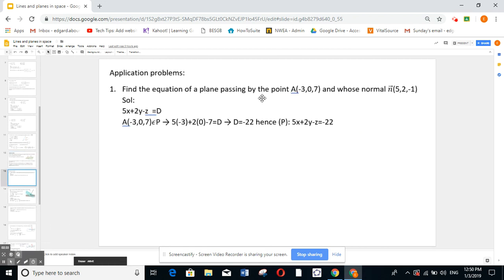Let us take an example. Find the equation of a plane passing through point A with a given normal. Since this is the normal directly, the equation will be 5x plus 2y minus z equal to d. I need to find d, so I replace A in the equation of the plane. So I put x as minus 3, y as 0, and z as minus 7. If you solve it, you're going to get d equal to minus 22, and the equation of the plane will be 5x plus 2y minus z equal to minus 22.